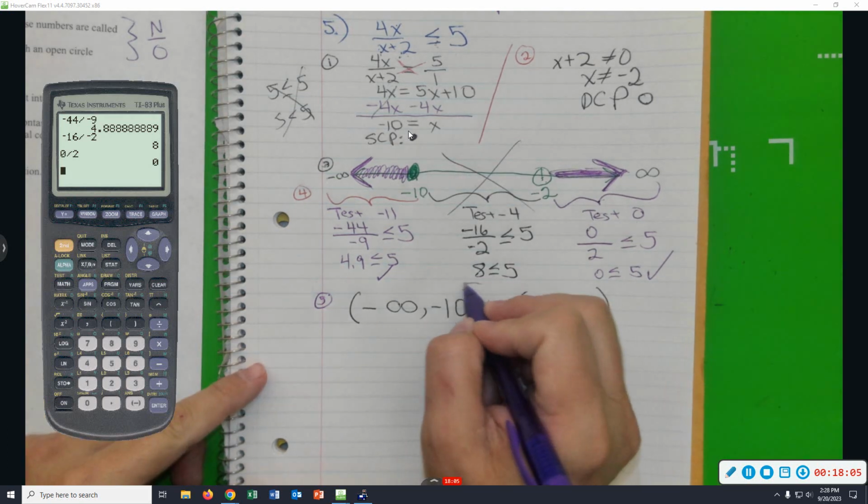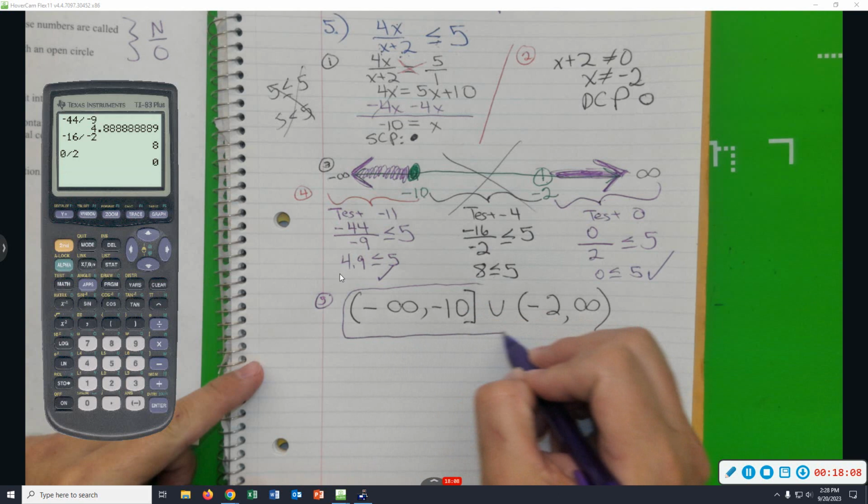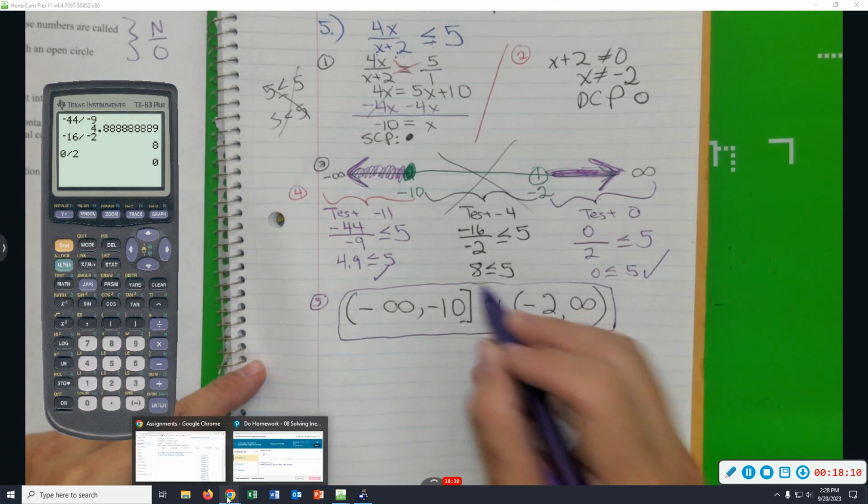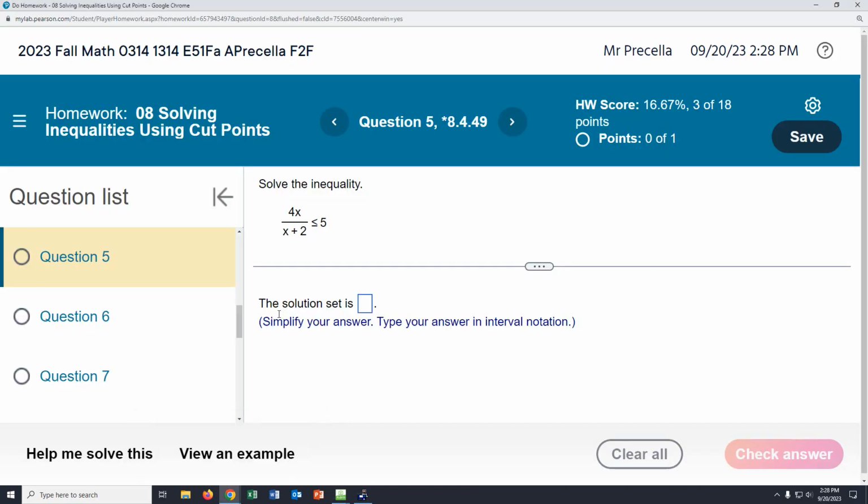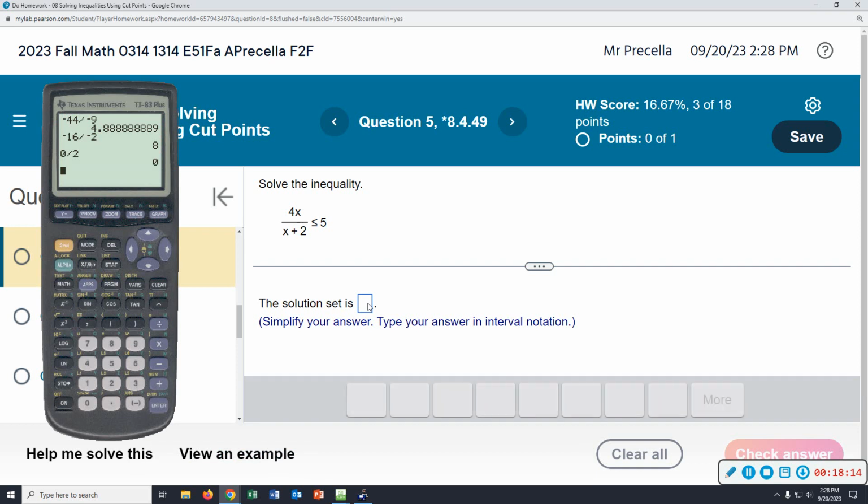Parentheses, negative 2, comma, infinity, and what always goes after an infinity? Here's the stuff you're going to have to type in. Let me see if I've been logged out. Okay, go ahead. I want to type it in before we get logged out.